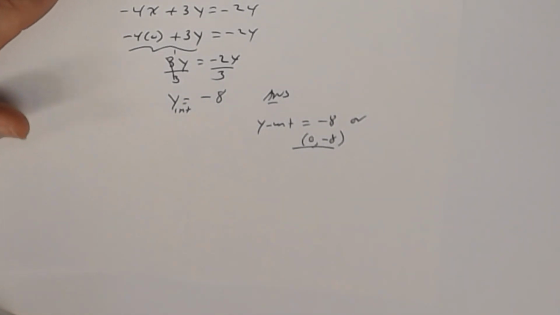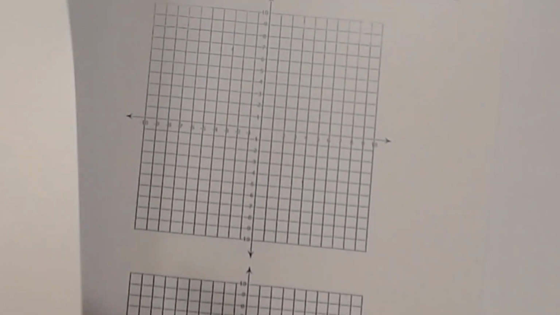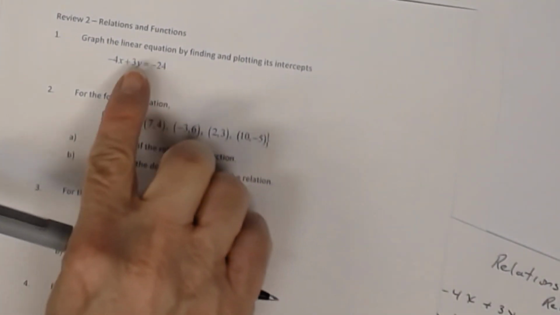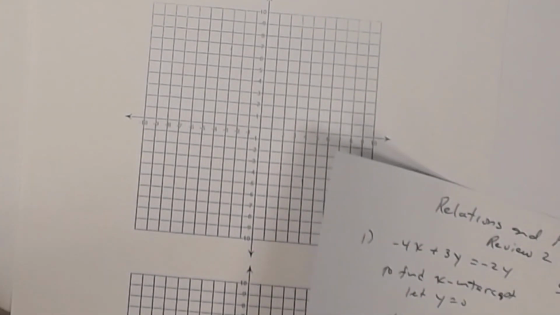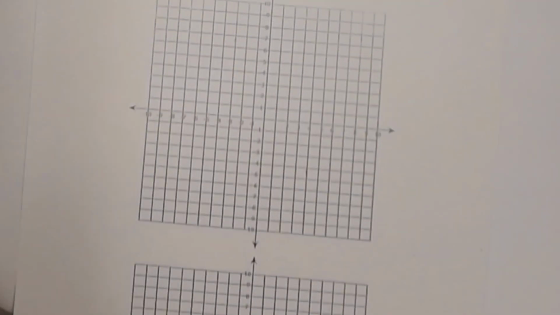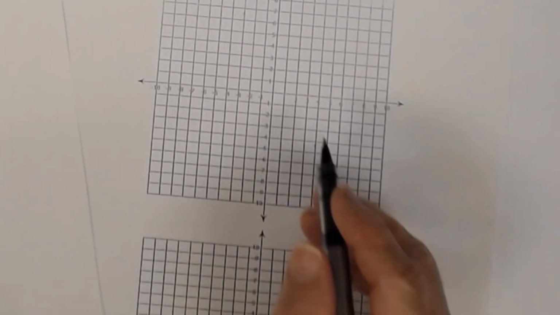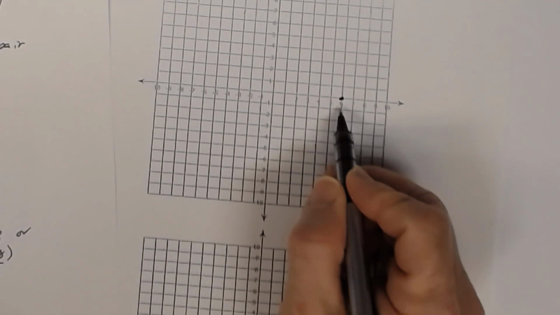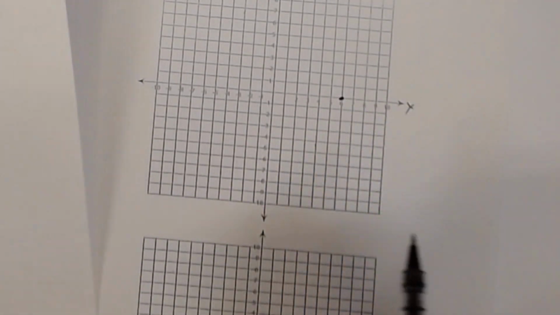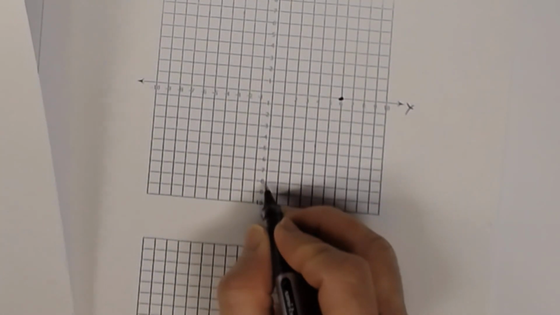Okay, so let's go ahead and plot those points. Remember, the directions said to graph this by plotting the intercepts. We found 2 points, and that's all we need to graph a line. The first one is the x-intercept, 6, so on the x-axis I'm going to put a dot on 6. There's your x-axis. And then your y-intercept is negative 8, so here's my y-intercept.